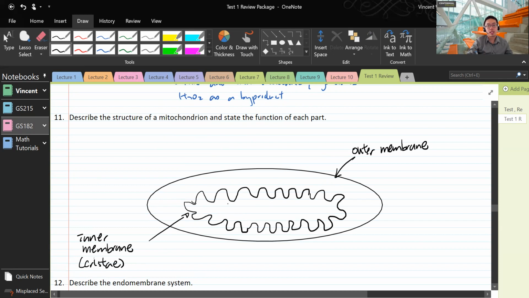Inside the inner membrane, of course, is the matrix. And the space between the inner membrane and the outer membrane is our intermembrane space. Intermembrane space. All right. So what is going to be happening? What's the function? Well, let's start with the cristae. The cristae is where the electron transport chains are embedded here.